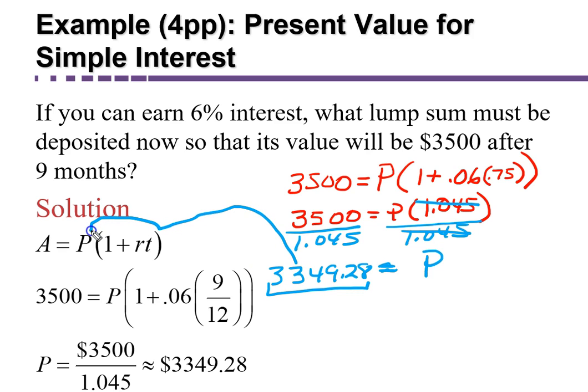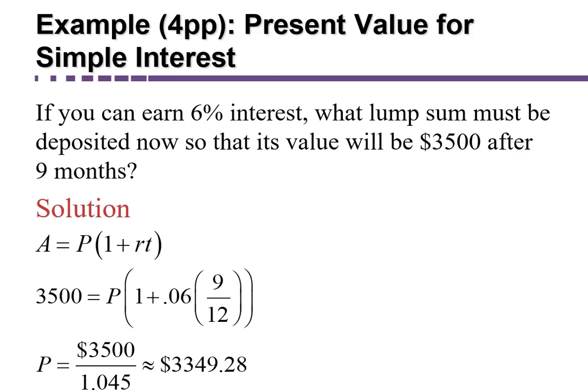So there was the original principal that I had to put into this equation, so that I would end up with $3,500. So you see, this is a little bit less, but you're getting interest. This is the interest that you're getting on that principal. Okay, again, hopefully you've copied these steps down for example 4. And let's go on.